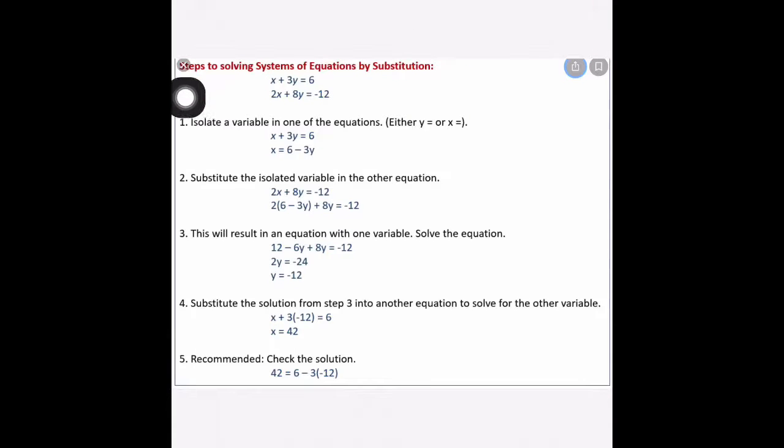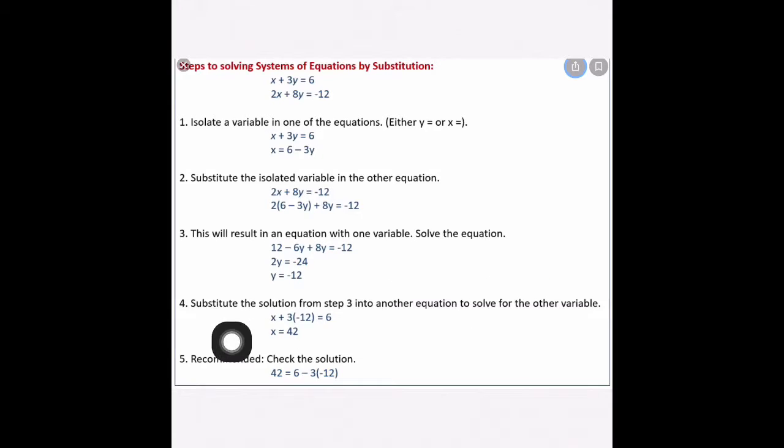Steps to solving systems of equations. Step 1. Isolate the variable in one of the equations. So that means you're going to get it to be either y equals or x equals. Step 2 is to substitute the isolated variable in the other equation. Step 3. This will result in an equation with one variable.